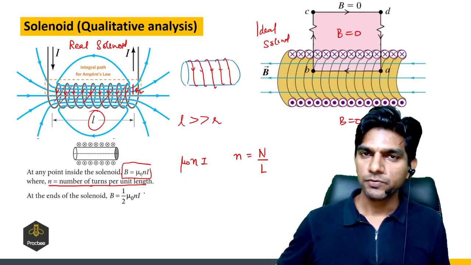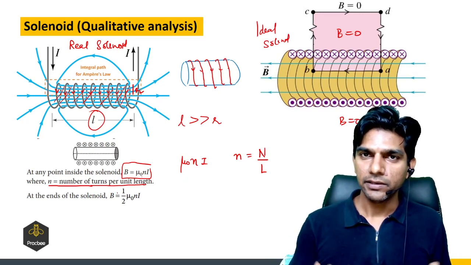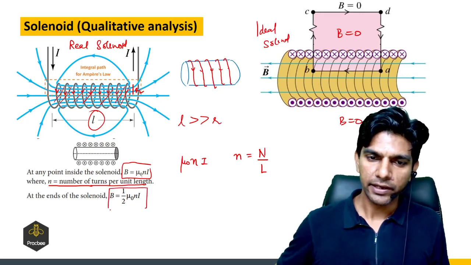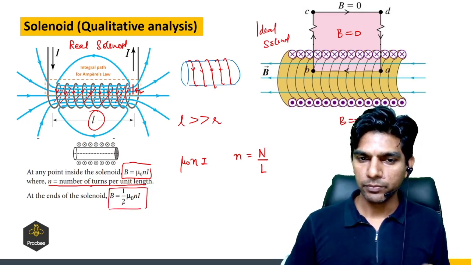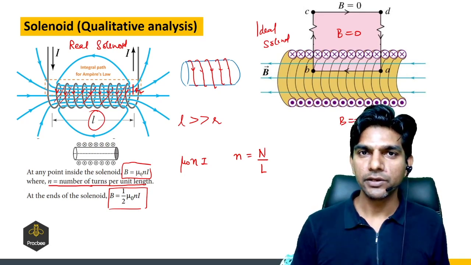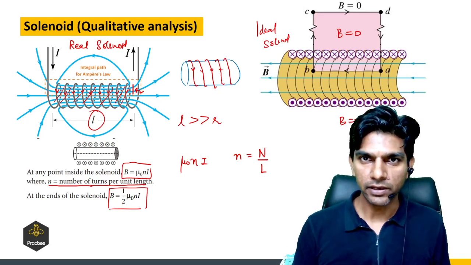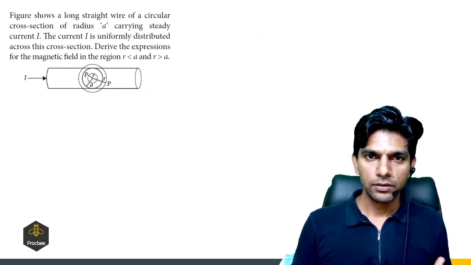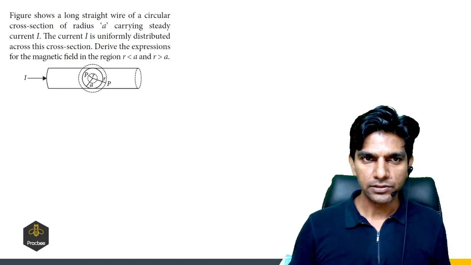And suppose there is a question, what is the magnetic field at the ends of the solenoid? It will be half of the magnetic field at the center. So do remember these two formulas. The derivation is not required for board exams because it is clearly mentioned. We have to do the qualitative analysis. Right. So now let us see the application of the formulas that we have studied so far.